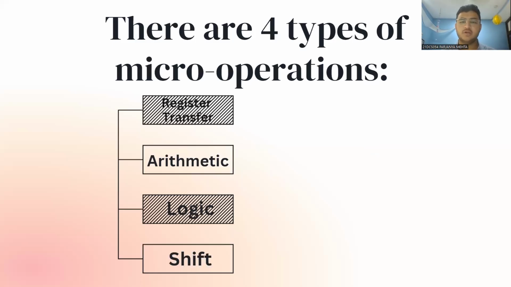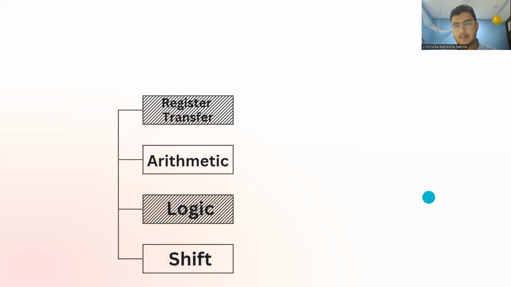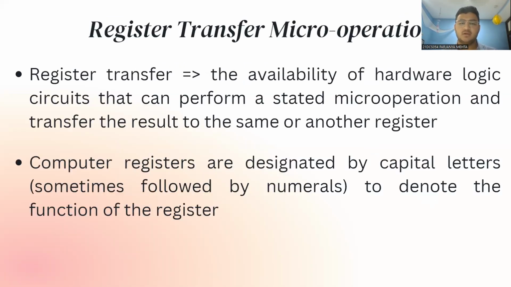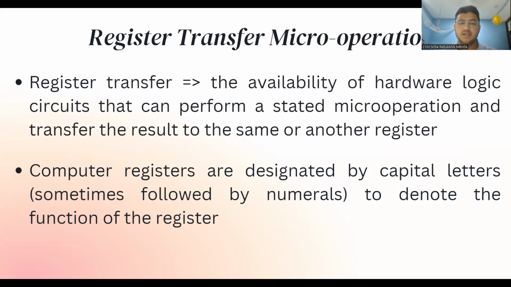There are basically four types of micro operations: register transfer micro operations, arithmetic, logic, and shift micro operations. First, register transfer micro operations. So what is register transfer? It is the availability of hardware logic circuits that can perform a stated micro operation and can transfer the result to the same or another register. So if we want to transfer the data present in one register to another register or the same register, we can use register transfer micro operations.